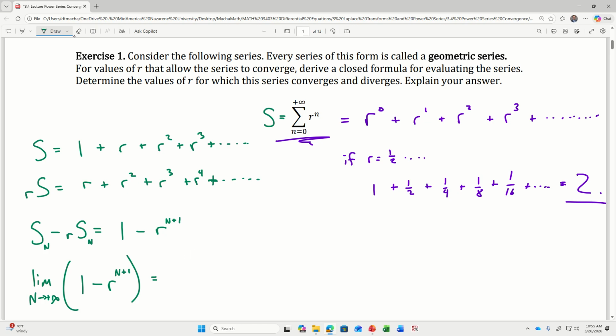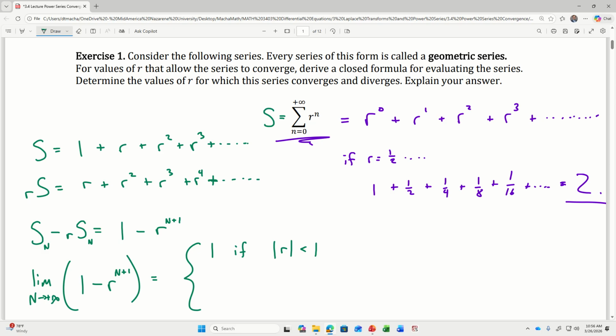And this is equal to 1 if the absolute value of r is less than 1, right? Because if r is anywhere from -1 to +1, that means this absolute value is less than 1. Raising this to a power n plus 1 as n approaches infinity is actually going to shrink this term to 0, and all you're left with is the 1 in the limit.